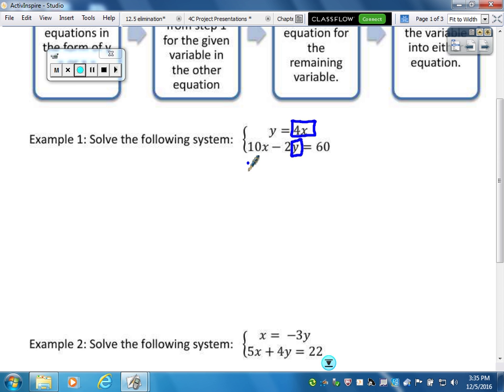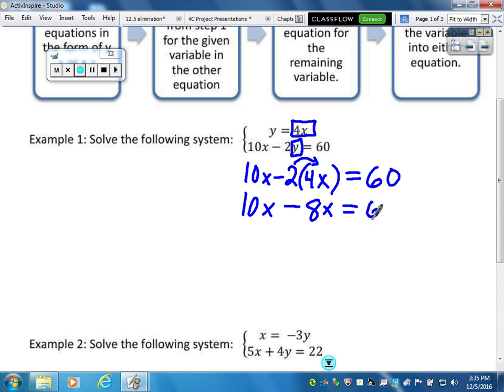You're going to rewrite this one: 10x minus 2, but in place of the y, you're going to put what y is equal to, 4x. Now this equals 60. I just finished the equation right here. So 10x minus 2, my y is now what y is equal to, and then equals 60 is right there. Now we can ignore the first equation for a bit, and we're going to solve this one just like a multi-step equation. So the first thing I'm going to do is multiply right here. So that's 10x minus 8x equals 60.